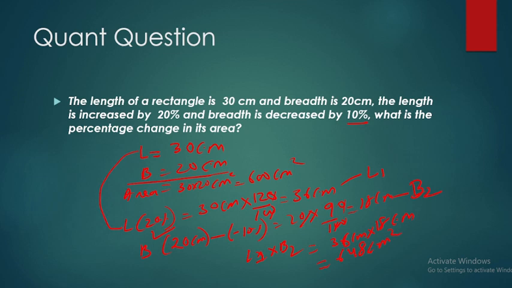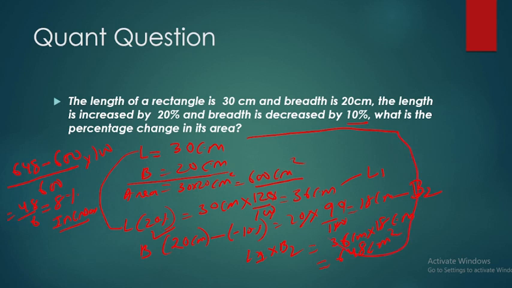Okay, now to find the percentage increase, we do 648 centimeter square, the new area, minus the old area, that is 600, divided by the old area, into 100. So you get 48 by 6 finally. So 8% is the increase. Fine. This is the textbook method. We are using the textbook method.